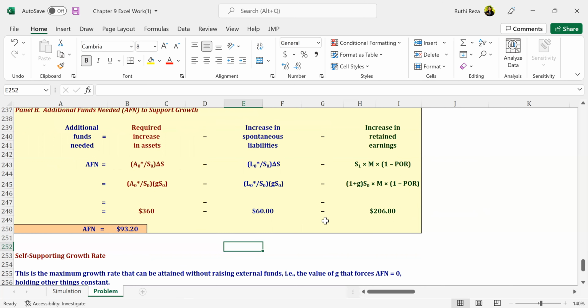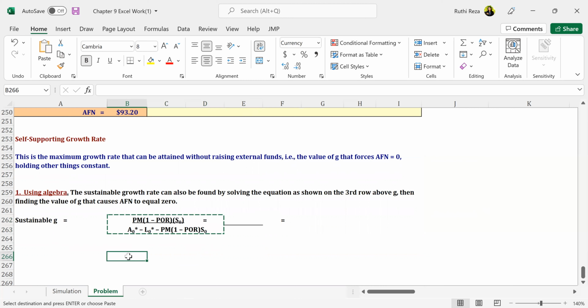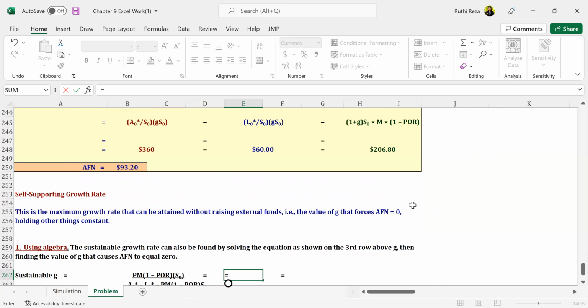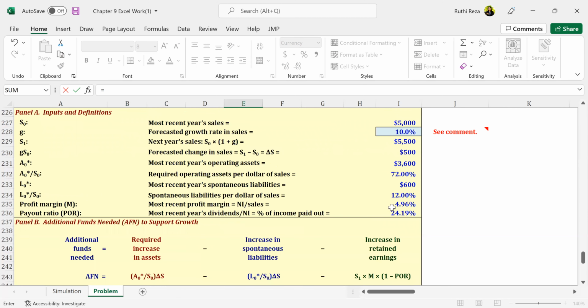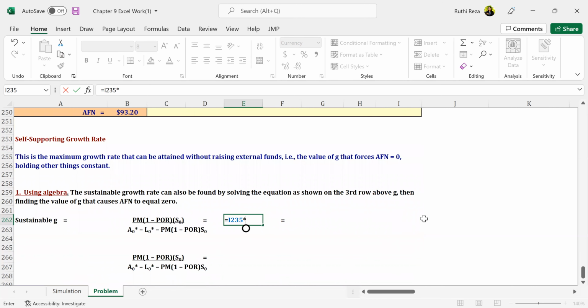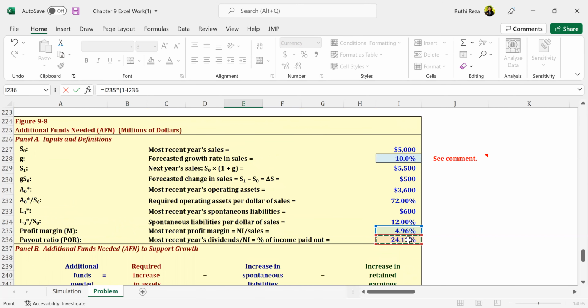All right. Next, your self-supporting growth rate. So for the self-supporting growth rate, it is your profit margin times 1 minus dividend payout ratio times your sales in the recent year.